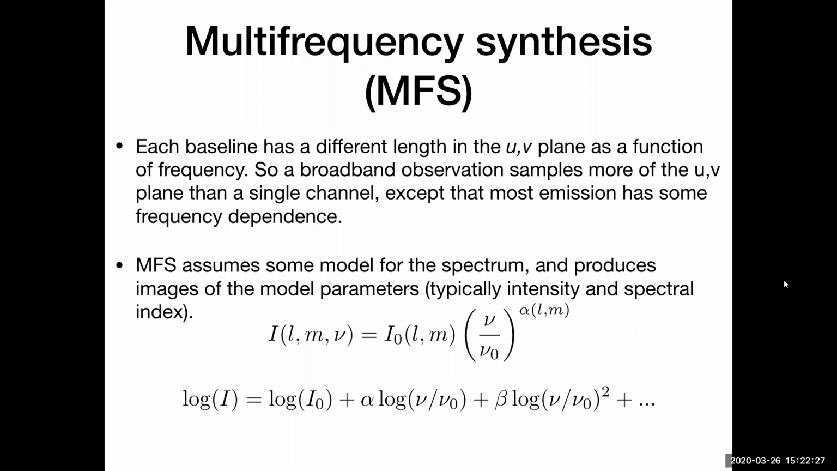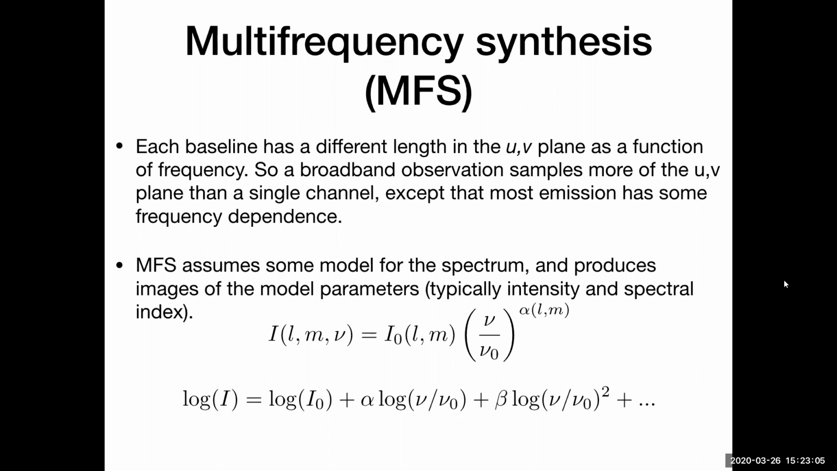And so when we want to try and fill in the UV plane to maximize the information we have for imaging, that's potentially an extra source of information, except that most of the emission will have some kind of frequency dependence. It'll have a spectrum. And so that means that you can't just take visibilities at different frequencies and combine them together, because at some frequencies you might have a signal that's bright, and at the other end of the band, it might actually be weak just because of the change in the spectrum.